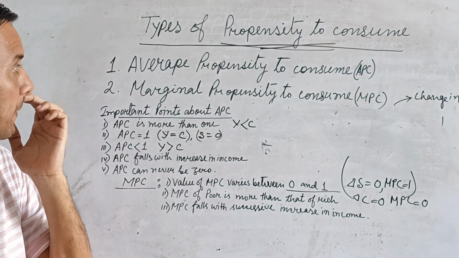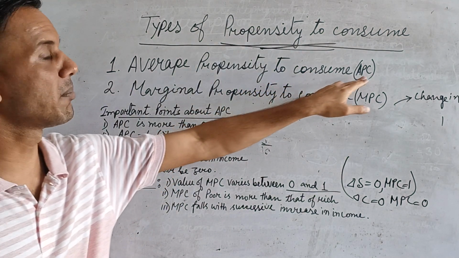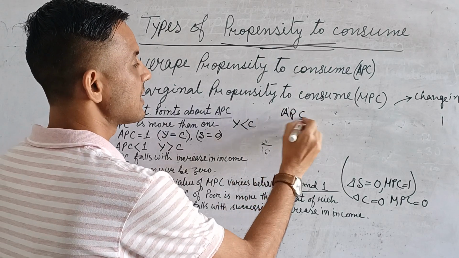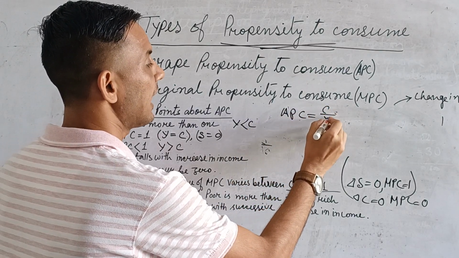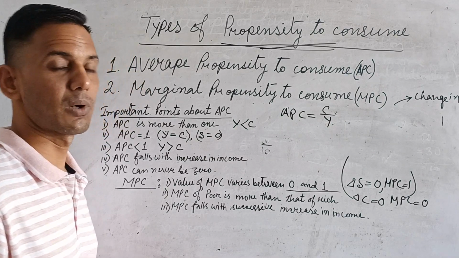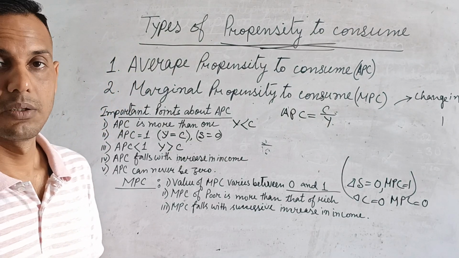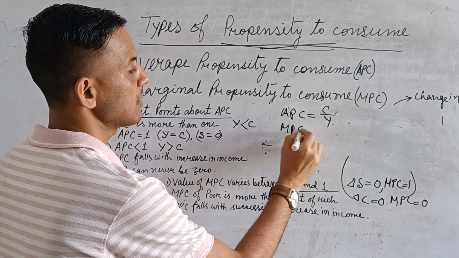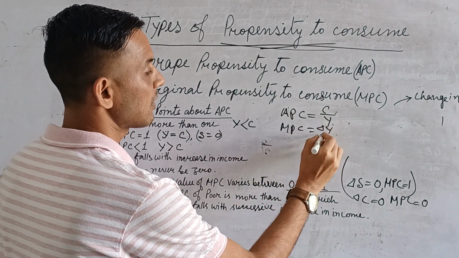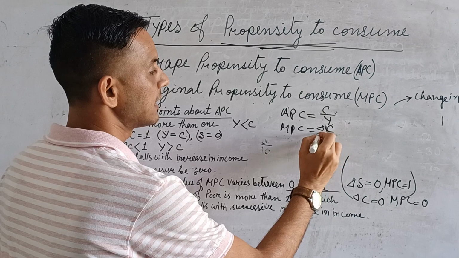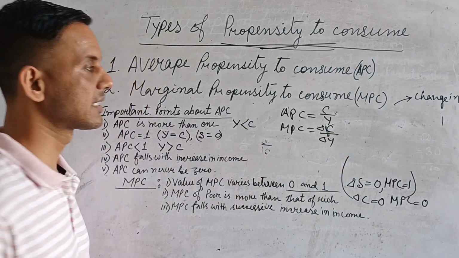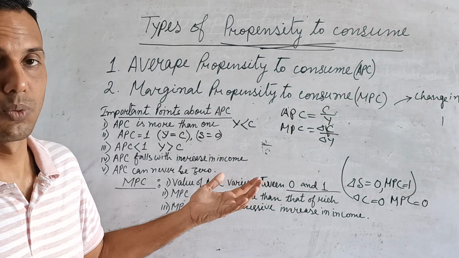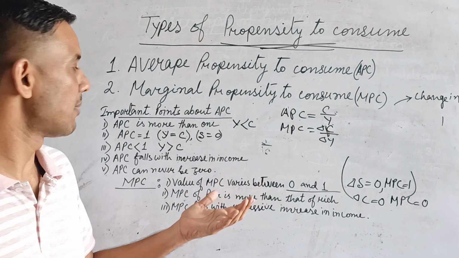So quickly, see what we have learned. First we learned about the APC. APC is the ratio between C and Y, C for consumption and Y for national income. MPC is the ratio, please remember, delta C divided by delta Y. Delta C is the change in consumption and delta Y the change in income. Already I have shown this in the numerical example also.